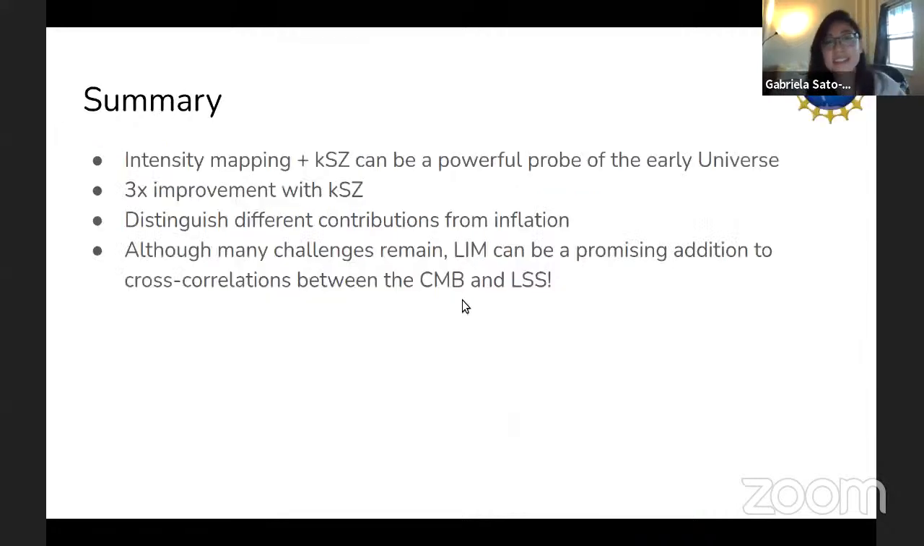So yeah, these are the main points that we found. That intensity mapping in the kSZ can be a powerful probe of the early universe. We have access to more volume. We can probe large scale modes, and we see about a 3-time improvement by including this velocity reconstruction from the kSZ with our line intensity mapping experiments. And this can really help us exploit all of the information that will be made available with these new sets of experiments, and we can distinguish these different contributions from inflation in this way. Thank you.